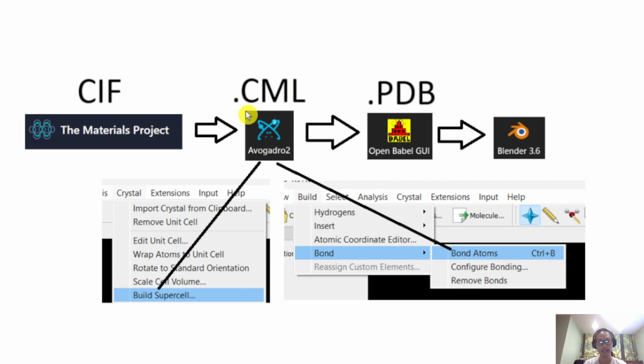We save it as a CML file. We use Open Babel to convert the CML file into a PDB file. Finally, we use Blender to import the PDB file. For the sake of updated versions, I'm going to link the correct versions that work of these three software, Avogadro 2, Open Babel, and Blender, in the description.